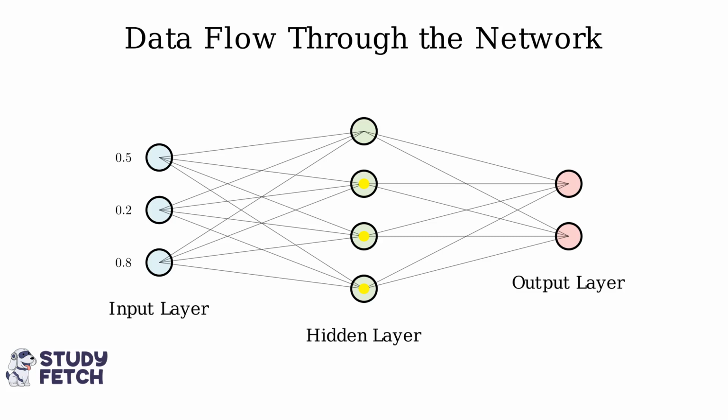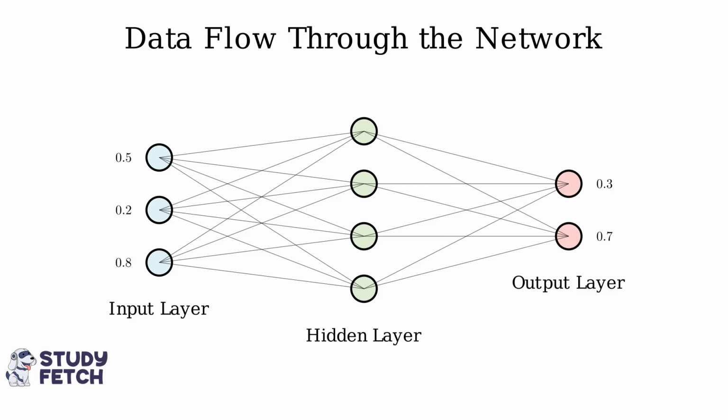Each connection has a weight that multiplies the input value. At each hidden neuron, the weighted inputs are summed with a bias term, then passed through an activation function, producing new values. This process repeats as data flows to the output layer, where the final results are produced. In this example, our network outputs 0.7 and 0.3.